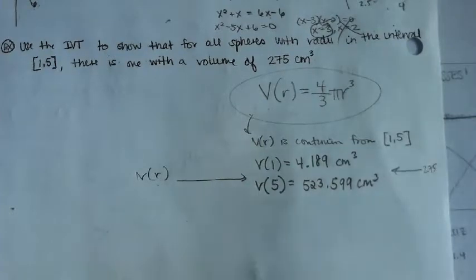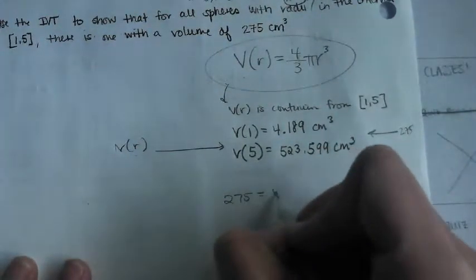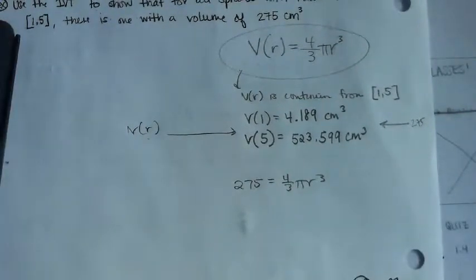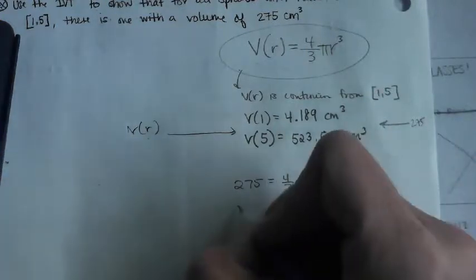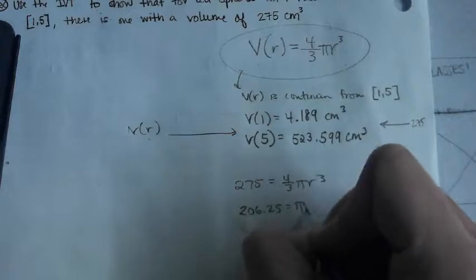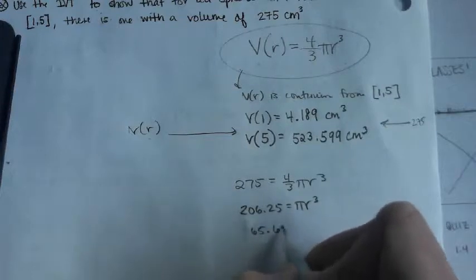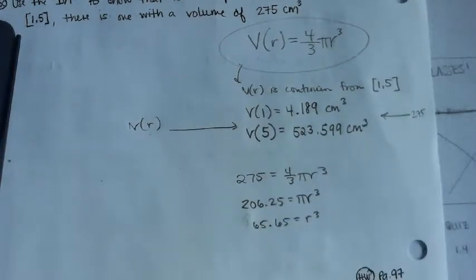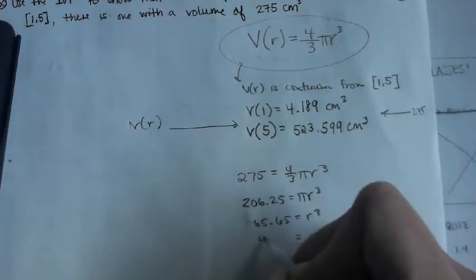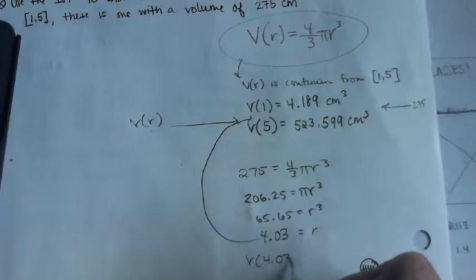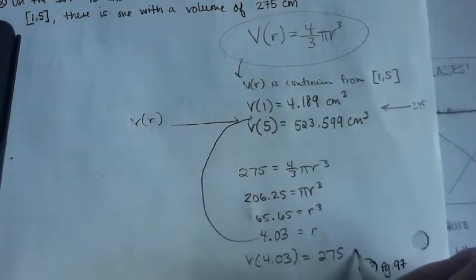And then to figure out what radius that would be, what radius would yield a 275? We just would solve the equation. 275 equals 4/3 pi r cubed. So multiply both sides by 3/4 to start, and divide your pi over. And then what do we do to both sides to get rid of the cubed? Cubed root, or raise it to the 1/3 power, and it gives you a radius of 4.03. So V of 4.03 is the one that gives you a volume of 275.